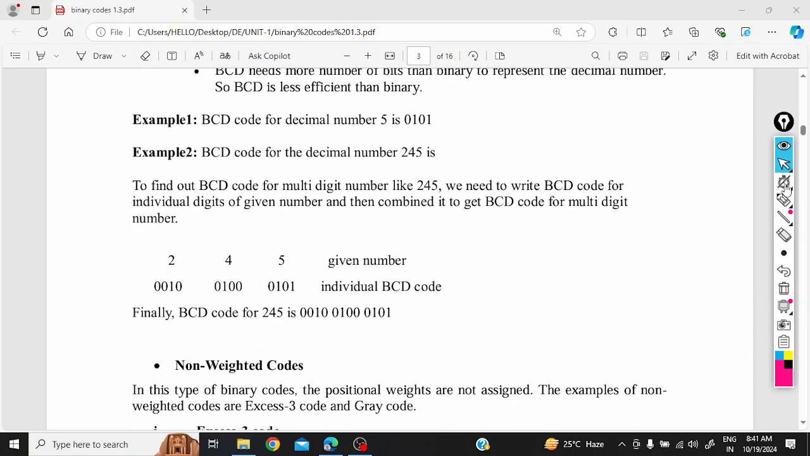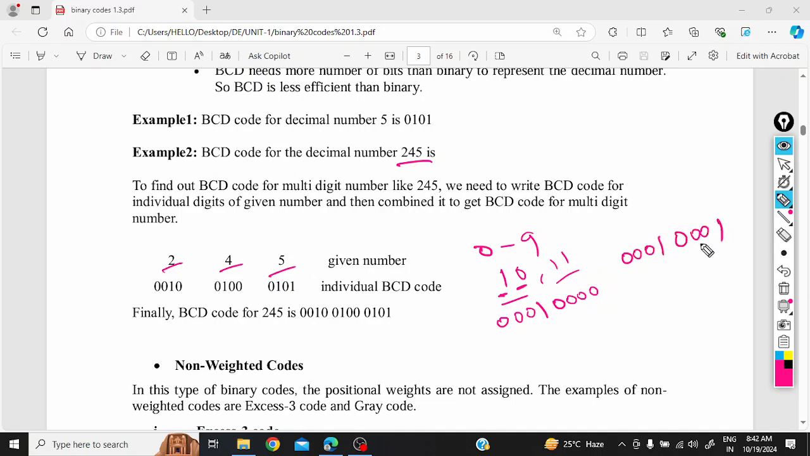Now you can see clearly here the representation is for 2, 4, 5. I am representing 2 separately, 4 separately and 5 separately. Means I can represent a digit in BCD ranging from 0 to 9. I cannot represent 10, 11, 12 as a single group. When I want to represent 10 and 11, I need to treat each digit separately. For 10 I need to represent 0, 0, 0, 1, and for 0 I need to represent 4 zeros. For 11 I need to represent 0, 0, 0, 1 and 0, 0, 0, 1. So this is what I need to represent independently under BCD.